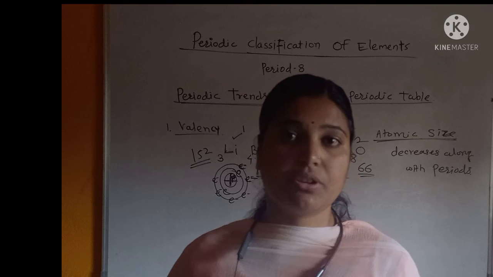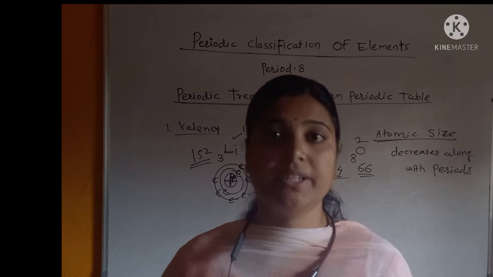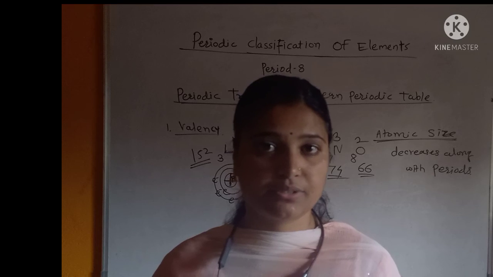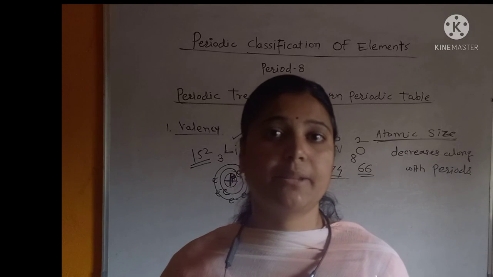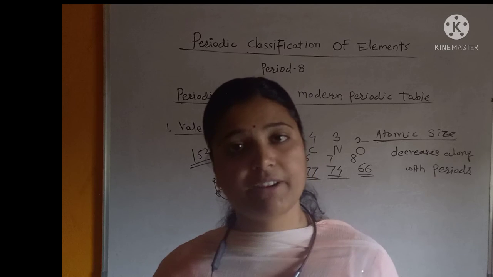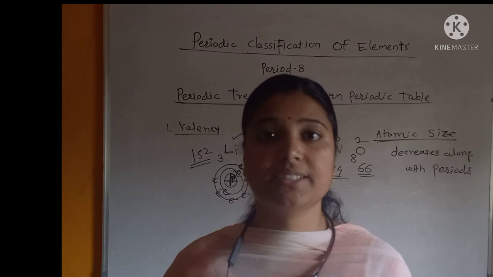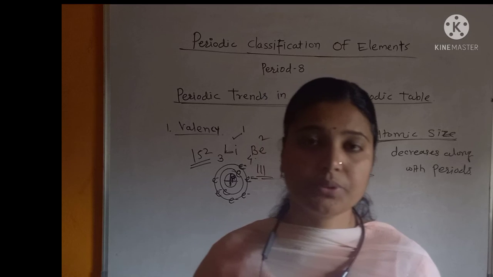So today we stop here. In today's lecture we saw the atomic size of an element along periods and along groups, and also the valency of an element along groups and along periods. Along groups, all the elements have the same valency, and along periods their valency is not fixed, it changes. So today we stop here.